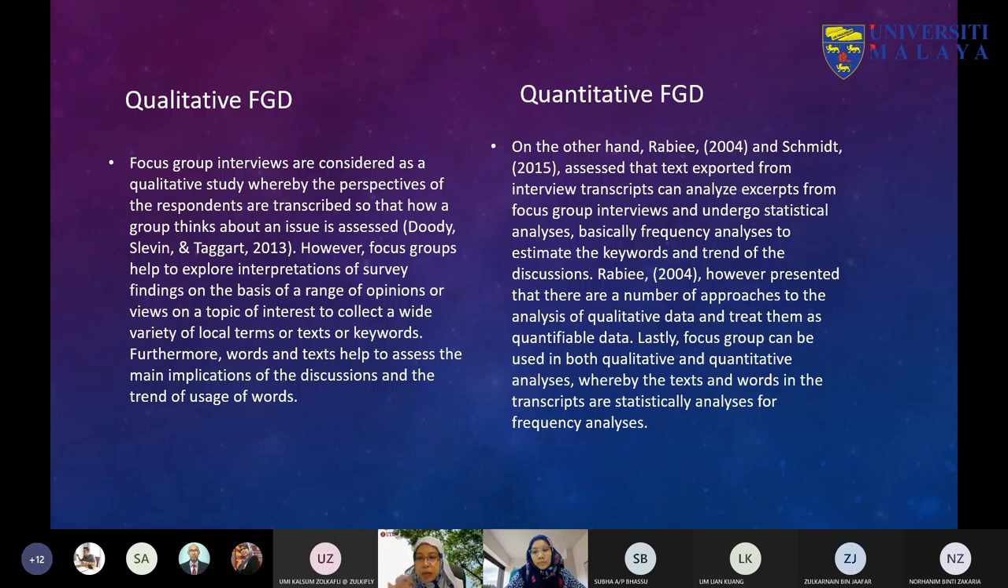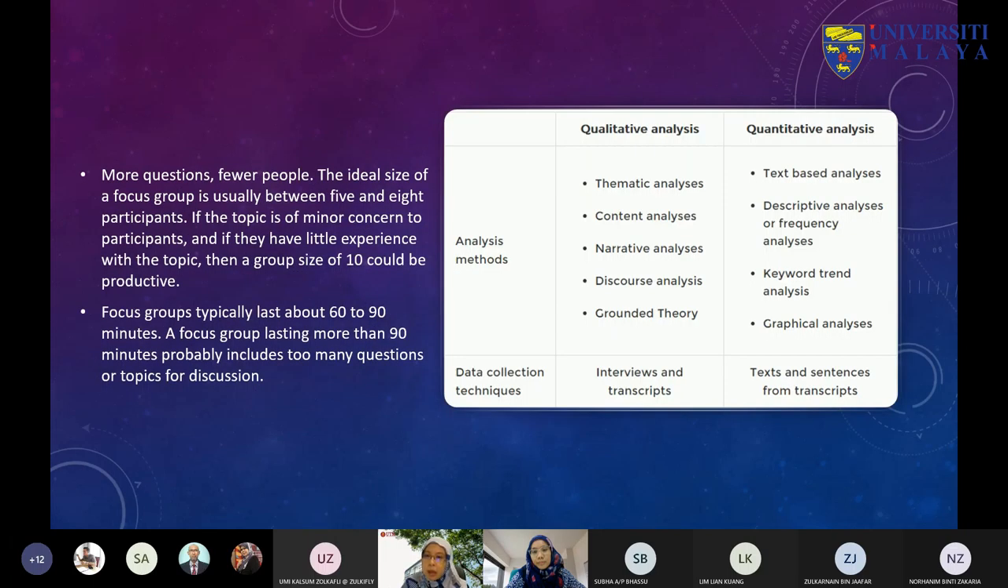Okay, this is qualitative and quantitative. So it's not me just saying whatever I like. So focus group discussion, interview, according to Seven and Target, is to describe how a group thinks and explore interpretation. So that is quali. While if you calculate the keywords, it can also be quanti. Quantifiable data, like checklist and scoring, can also be quantitative focus group discussion.